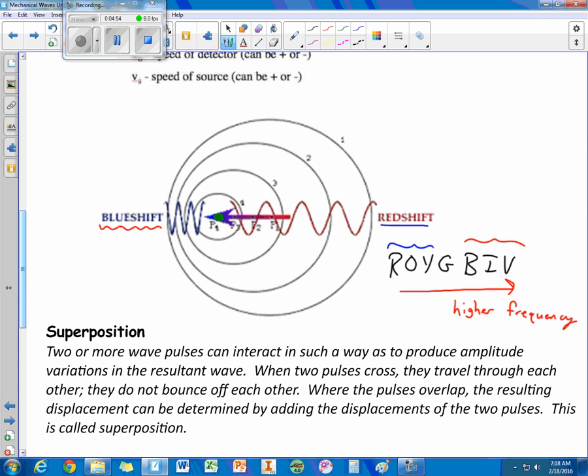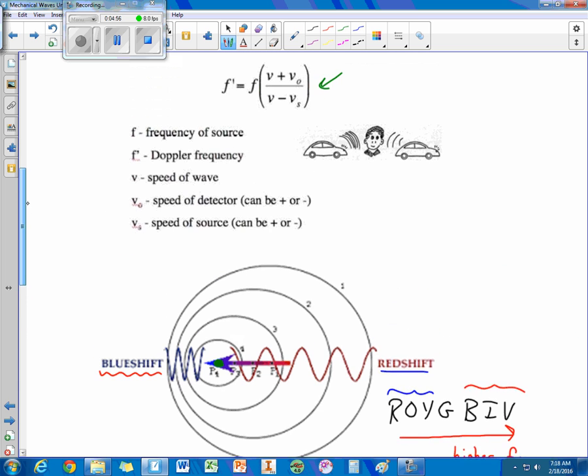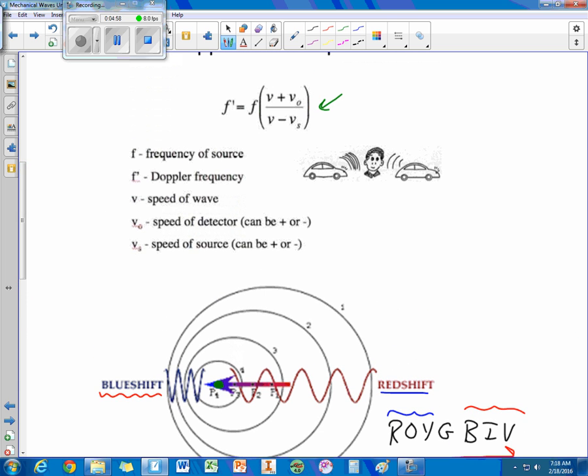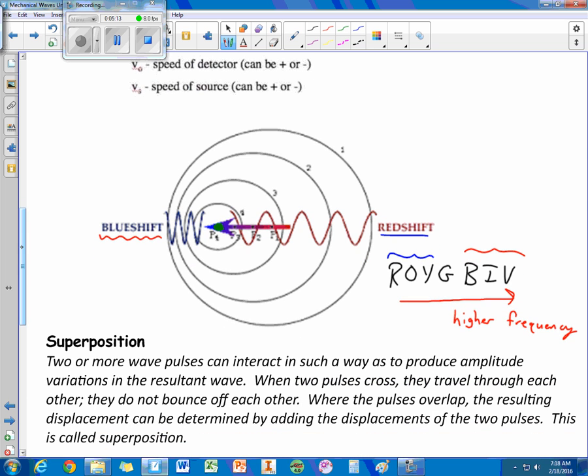So using this and our model up here, if astronomers know this, and if astronomers know the speed of the wave, which is the speed of light, they can get a pretty good idea for the speed of the star. And we can also tell whether the star is coming at us or going away.